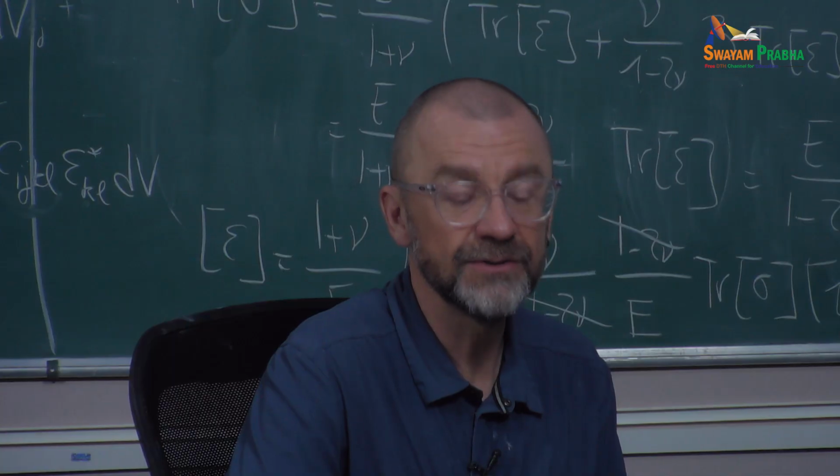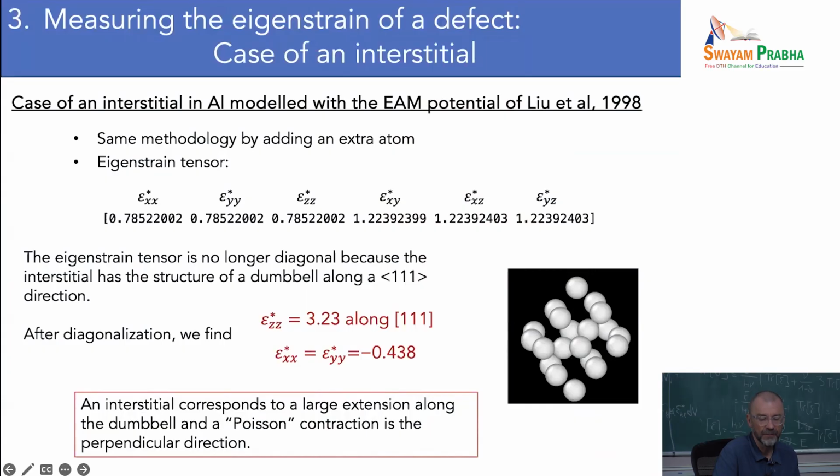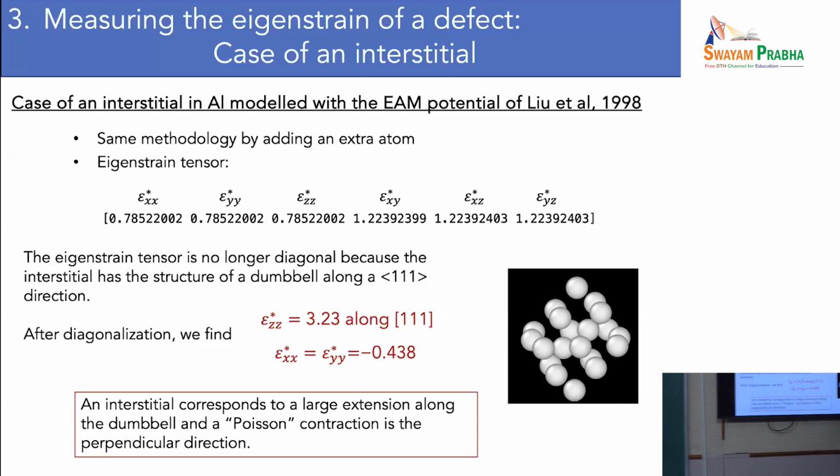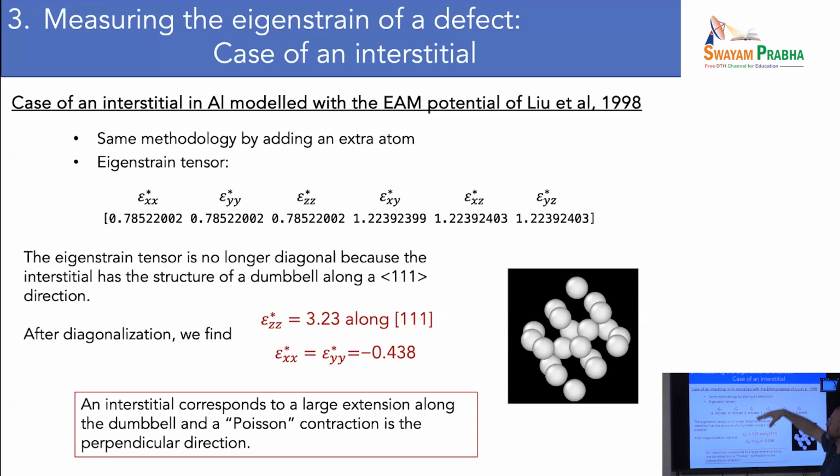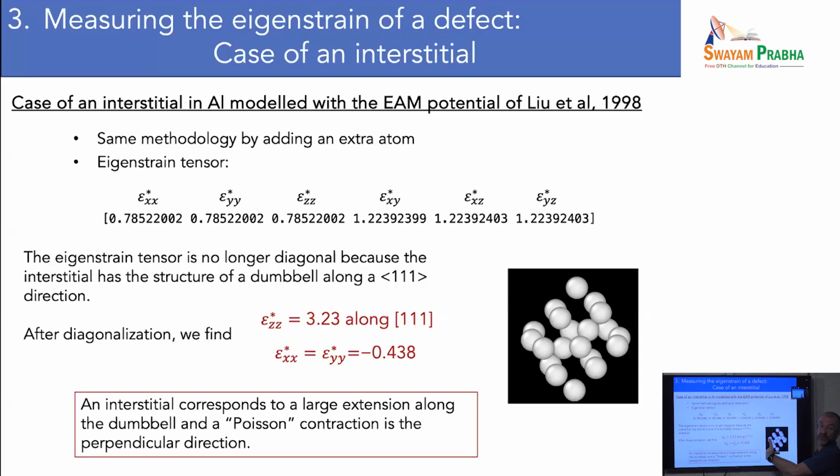I can do the same for an interstitial. You don't see it, but there's a dumbbell here in the middle, here and there. This is the dumbbell: these two atoms that share the atomic position in between. You do exactly the same thing. Then you get the eigenstrain tensor, but this is the eigenstrain tensor in the cubic frame of reference, whereas the dumbbell is aligned along a 1-1-1 direction. So you have terms everywhere, along the diagonal, but also outside of the diagonal.